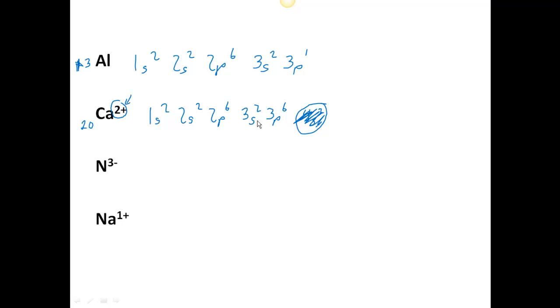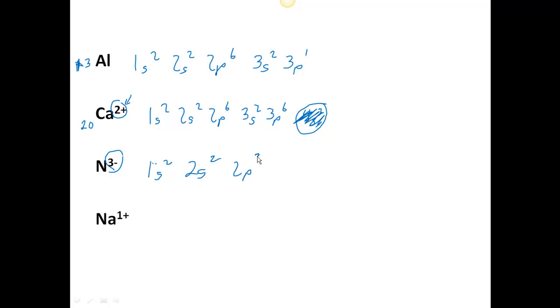All right, so let's go on to nitrogen. Nitrogen, again, let's do nitrogen without worrying about the ion business. We're just going to ignore that for a minute. We have 1s2, 2s2, and 2p3. We're done. That's 7 electrons.